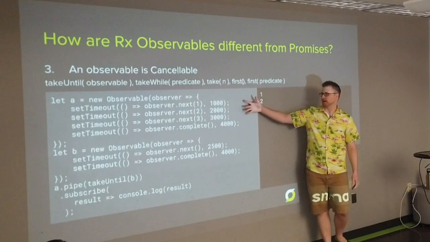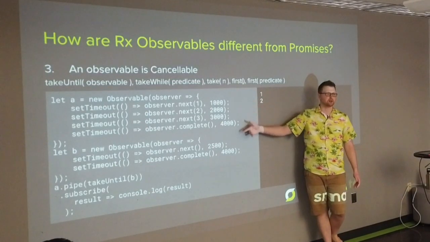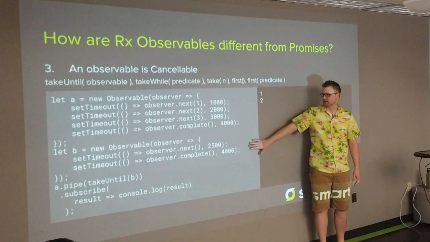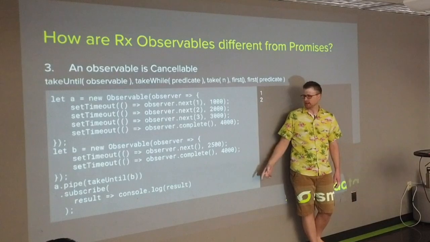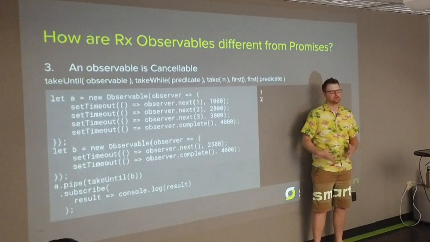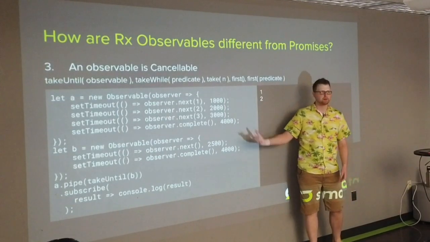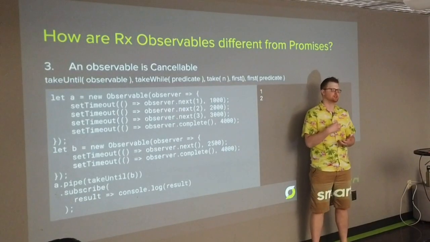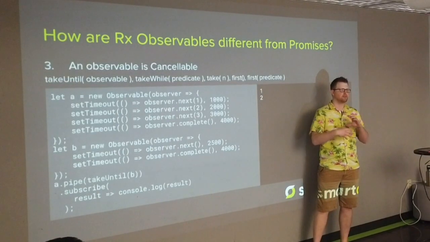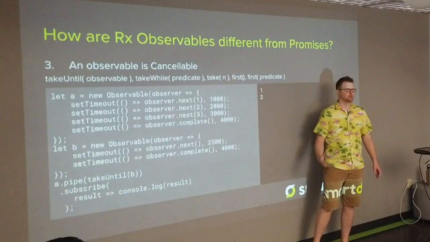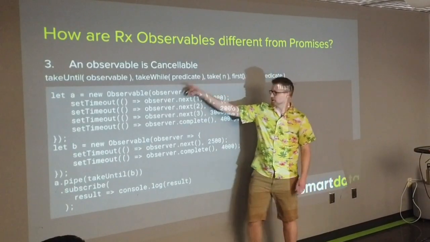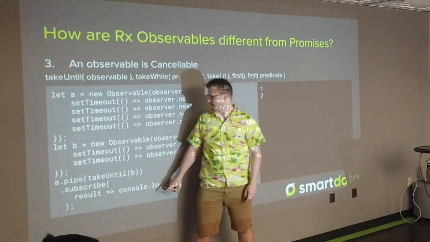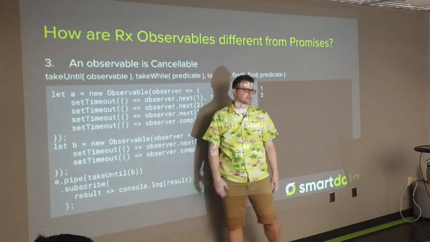in this example here, we have our initial observable, 1, 2, 3, and we set up a new observable. And this one's going to fire off at 2.5 seconds. And so in our subscribe, we're going to be using something called pipe, and pipe's a way that RxJS uses to modify observable subscription. And so what we're going to do is we're going to pipe take until, and we're going to take until B fires off.